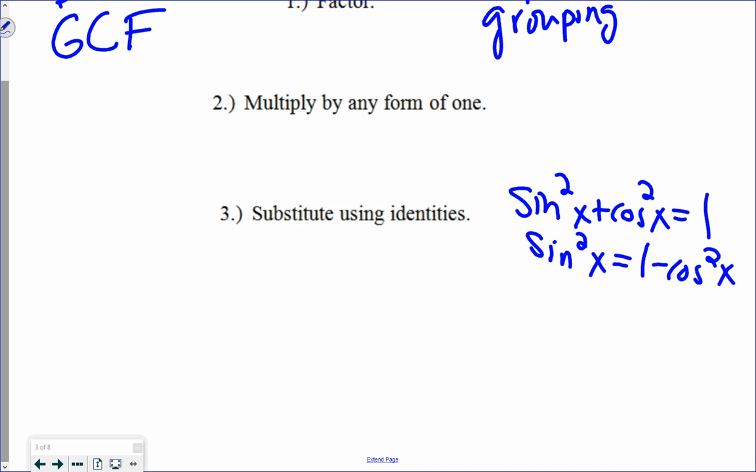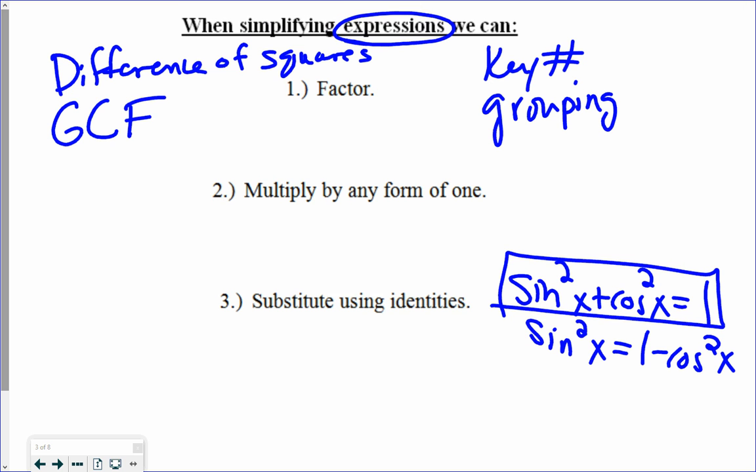Or any of those other ones, you can use any manipulation of it. Okay? Everybody thinks it has to be just like this. Well, no. Any part of it, any way you can change that, and it'll still work. So do we agree? These are the 3 things that you can do when you have an expression that you're trying to simplify.